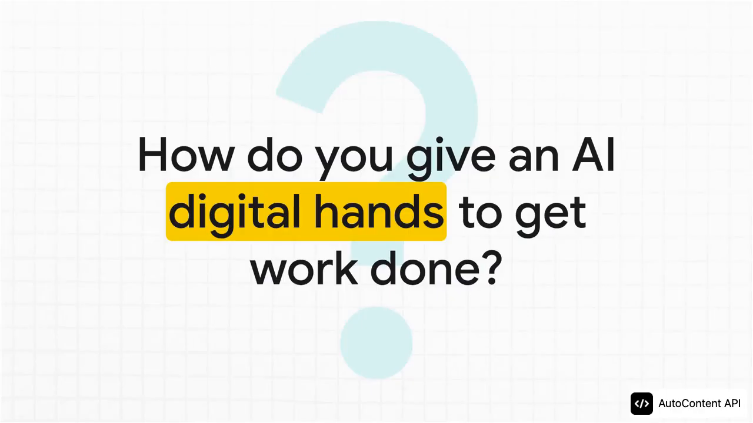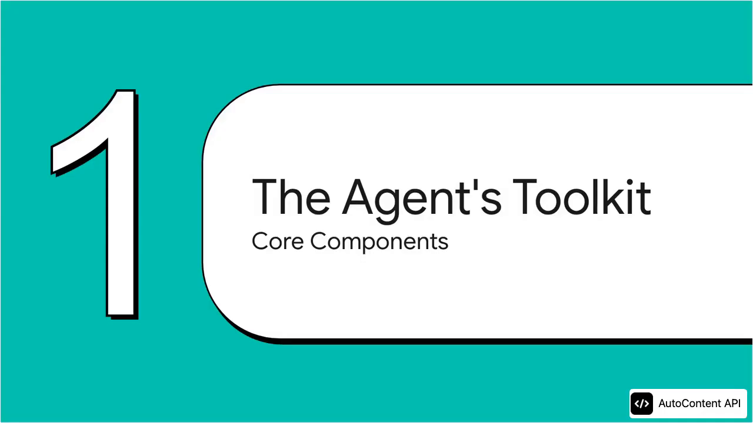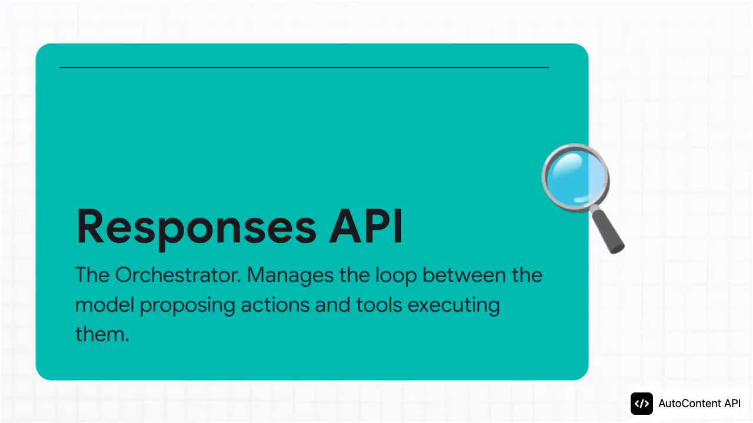And that, of course, leads to the million-dollar question. How do you actually pull that off? How do you give a language model, well, digital hands, so it can interact with a computer and do real work? The answer is all about giving it the right tools. So let's pop the hood and take a look at the core components that give these AI agents their incredible new powers. First up is the brain of the whole operation, the Responses API.